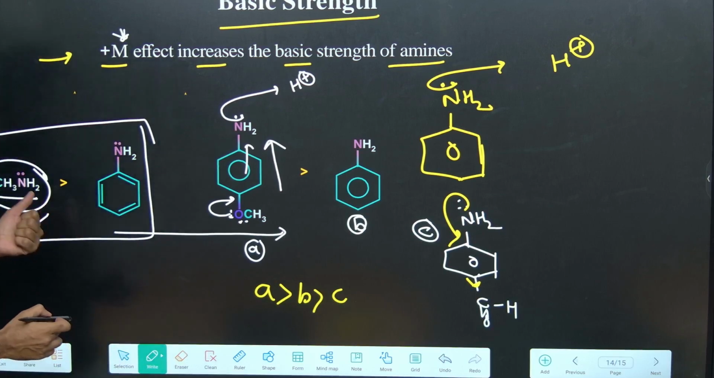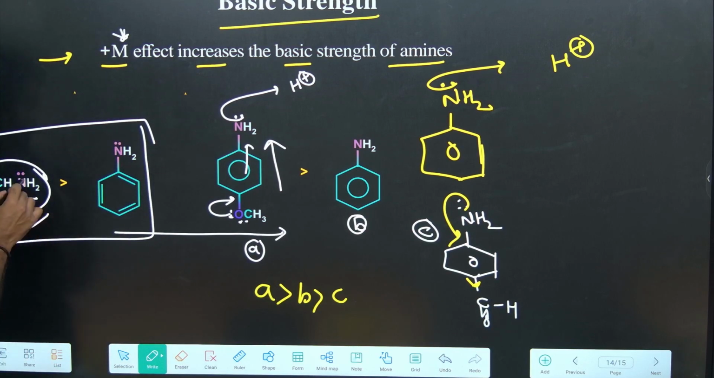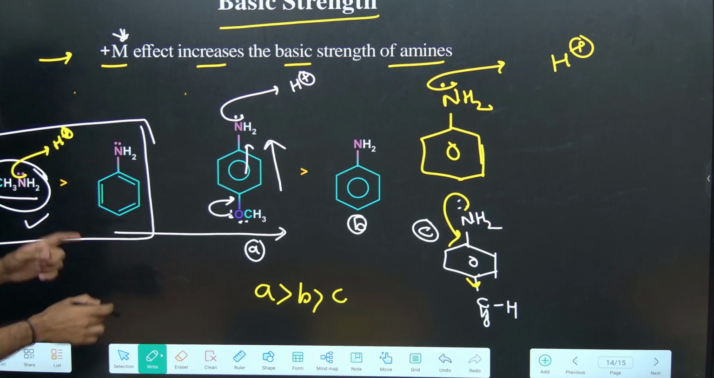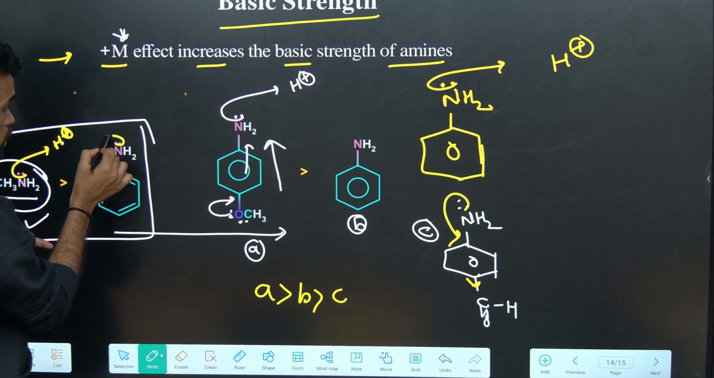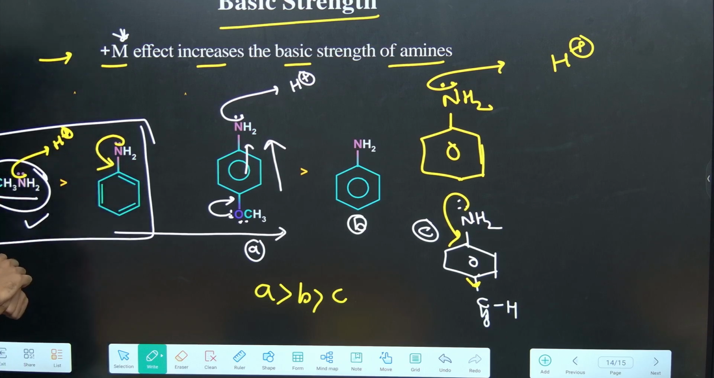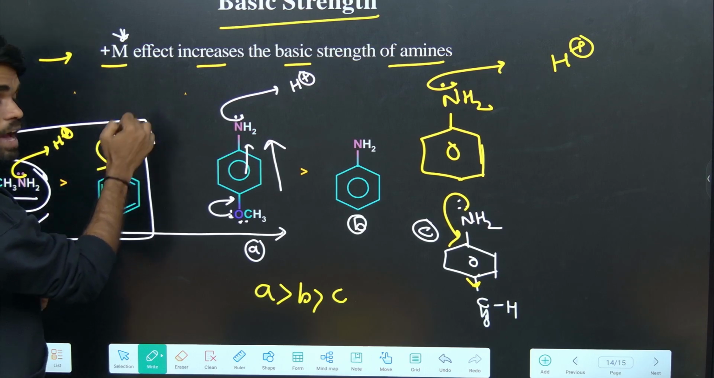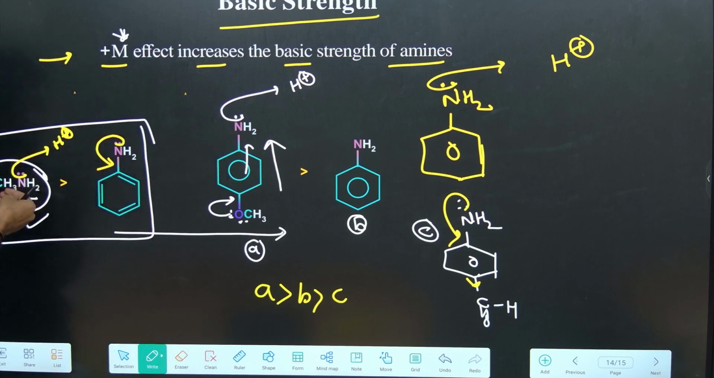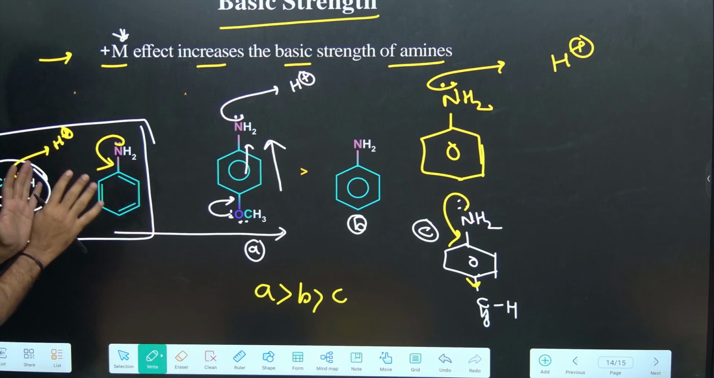So here, why are aliphatic amines more basic? In aliphatic amines, these electrons are purely available to accept this H plus ion, which is what we call basic strength. But these lone pairs in aromatic amines are involved in conjugation. They are less available to accept the H plus. So I can say they are less basic when we compare with aliphatic amines. I hope this is also very clear.